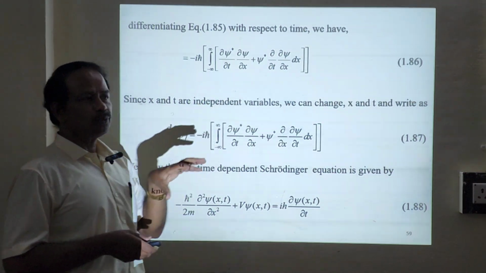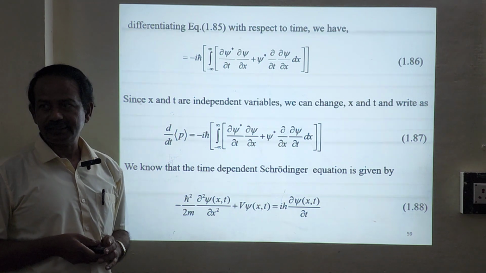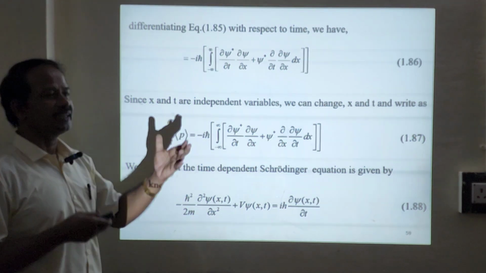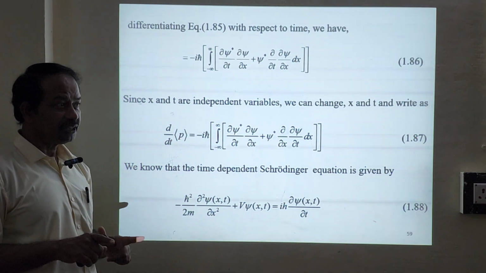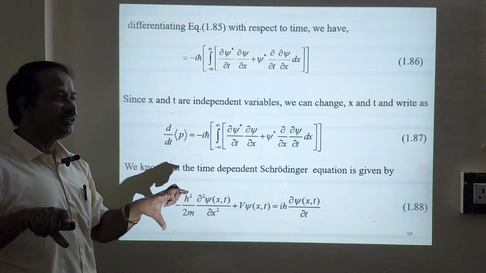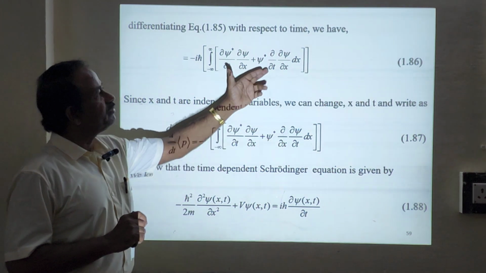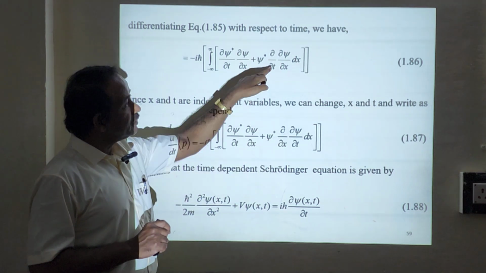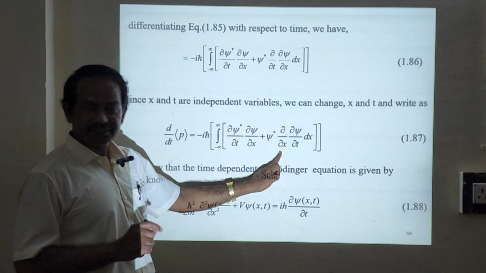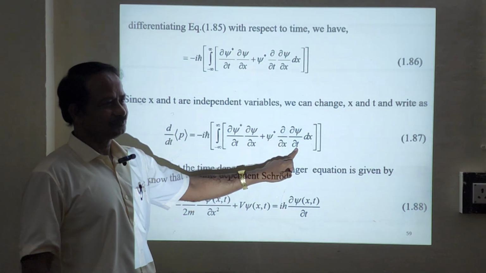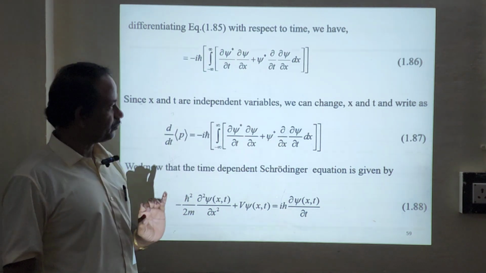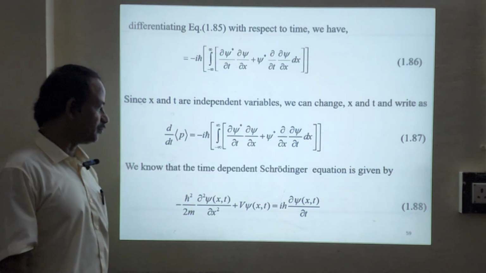Now x and t are both independent variables. Since x and t are both independent, we can exchange the derivatives. It doesn't matter. Dependent variables we can't exchange. So we can exchange the second term, where here it is d by dt, we exchange with x, and here t. The other term will be the same. We are going to exchange these two alone.